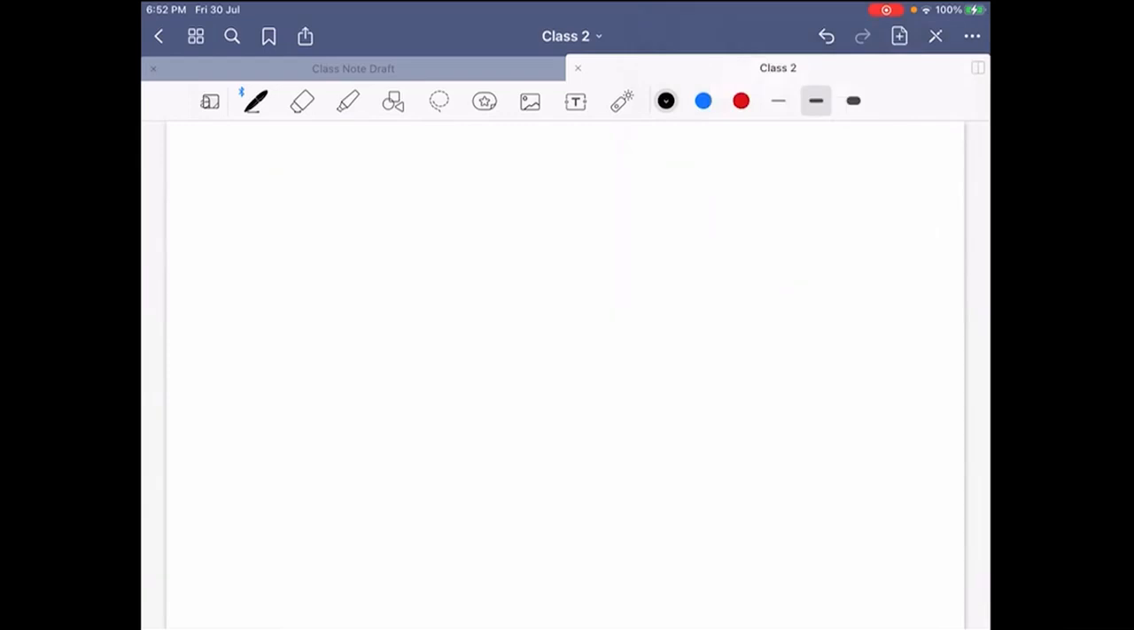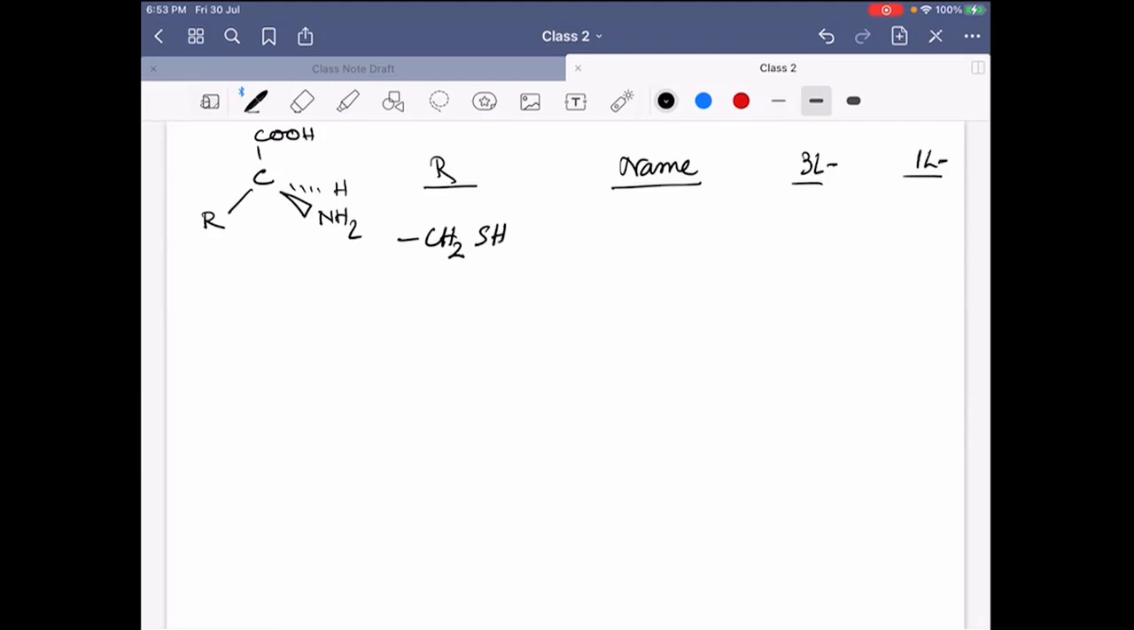And we have only a few of them left. We are going to draw the structure, name, three letter and one letter. For that, we have two other molecules, which we put in as a special group, but you can also consider them in the polar group, which have thiol groups present, CH2SH. The name of the system is cysteine, three letter CYS, one letter C. And then you can have another version of thiol, but not exactly thiol, a thioether.